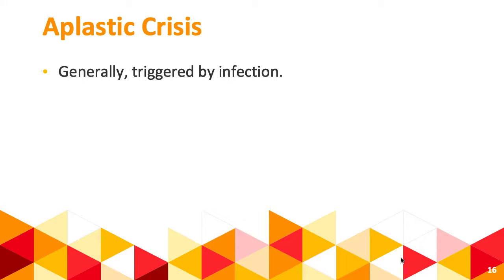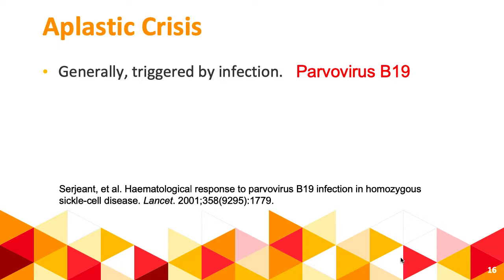All right. So a couple other things about aplastic crisis. It's generally triggered by infection, and the one that often shows up on your in-service and might show up on your boards, Rich, is parvovirus B19. So when I learned about this in med school and residency, I kind of thought it was just one of those stupid things that you memorize for tests. And to some extent it is, but that being said, this is a real thing.